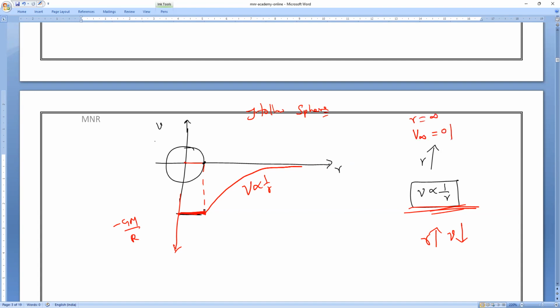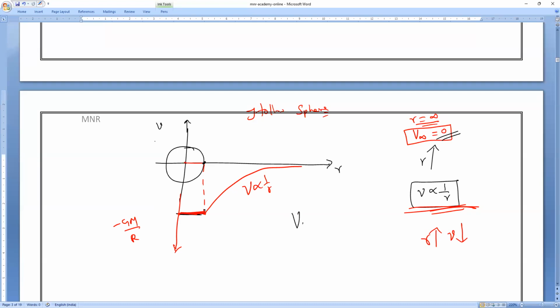V infinity is equal to how much? R is equal to infinity. V is equal to what, everybody, at infinity? What is the V value at infinity? 0. That is what you have to remember. Clear, everybody?